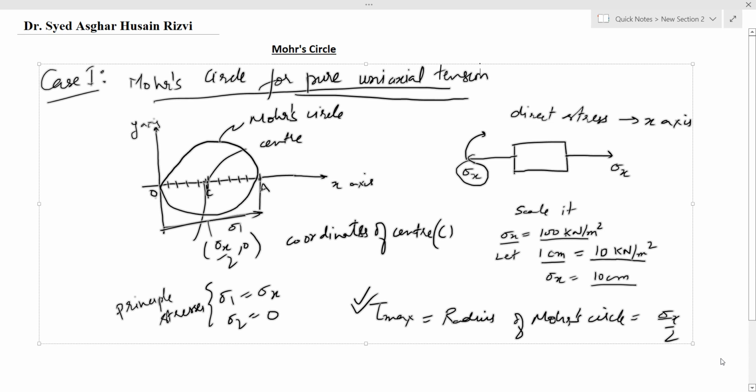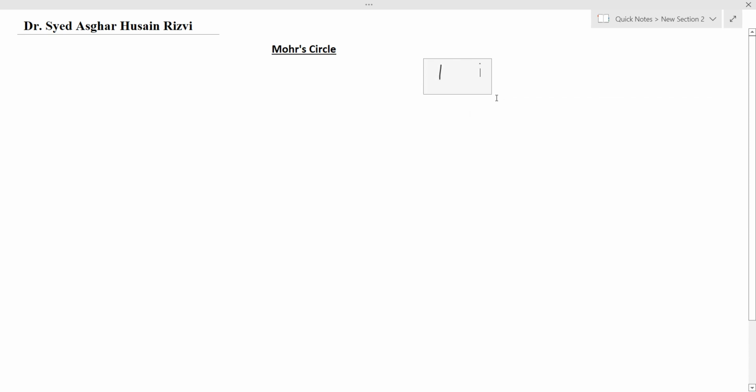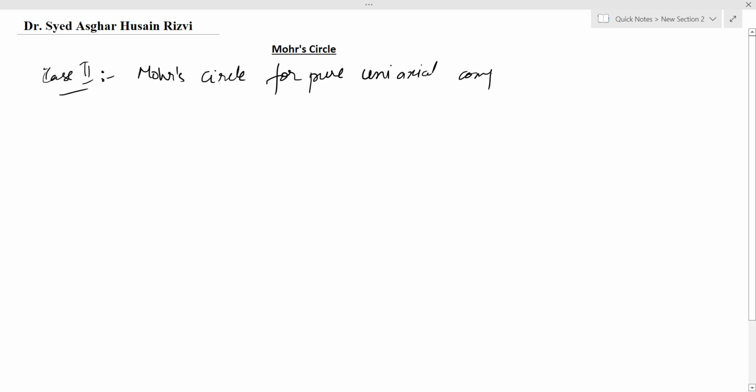Now we will discuss case 2, and case 2 is Mohr circle for pure uniaxial compression. That is, the element is subjected to a single compressive stress sigma x. This is the element. This is the direct compressive stress.